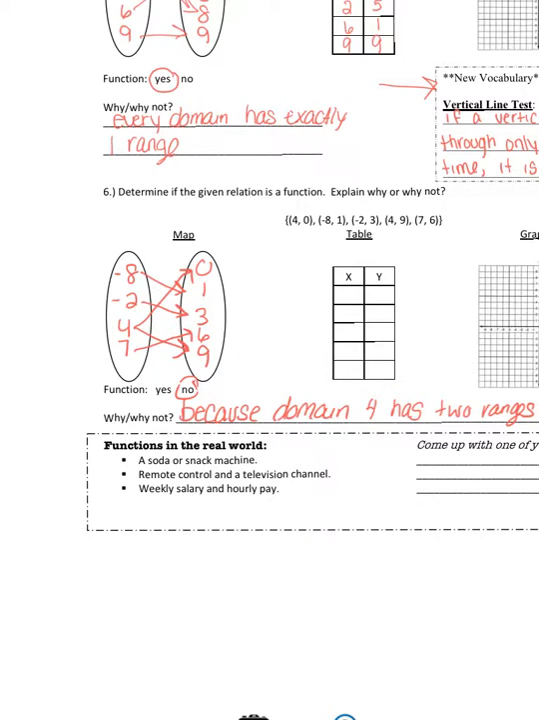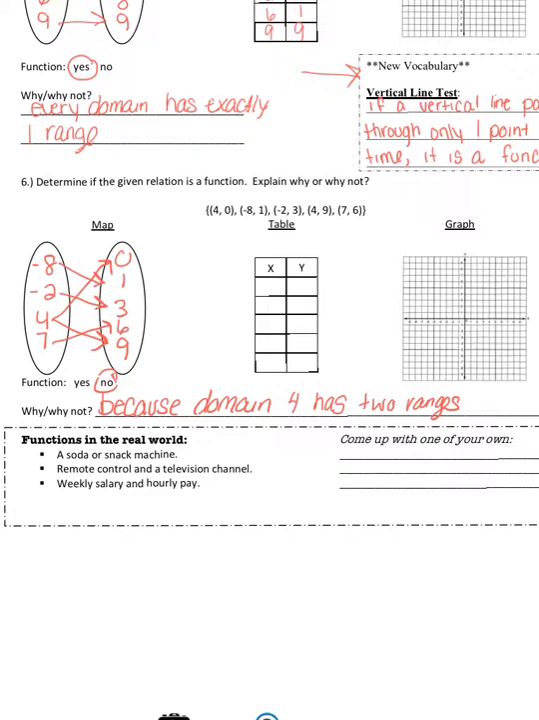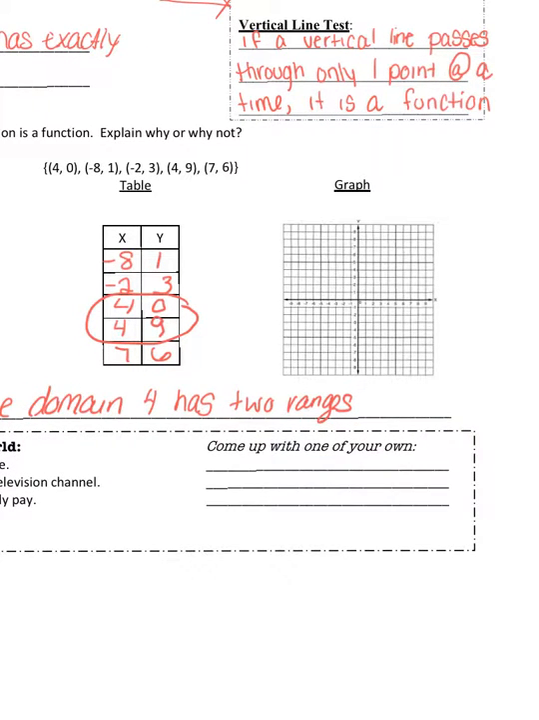So 4 is trying to go to 0 and it's trying to go to 9. It should only have 1 range if this is a function. So then also in the table, we would show it as -8 is with 1, -2 with 3, 4 is with 0, 4 is also with 9, so that's another way of seeing it. And then 7 and 6, and then finally our graph would look like this. So here's 4 and 0, -8 and 1, -2 and 3, 4 and 9, and 7 and 6.